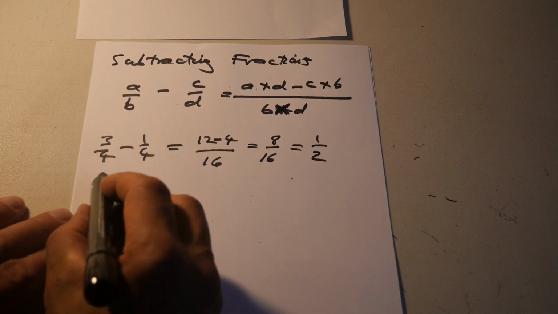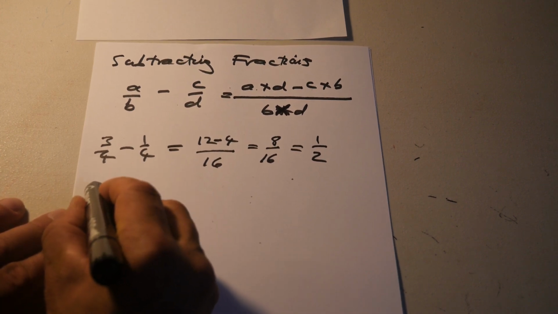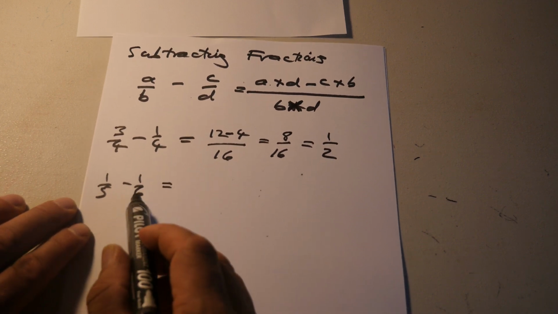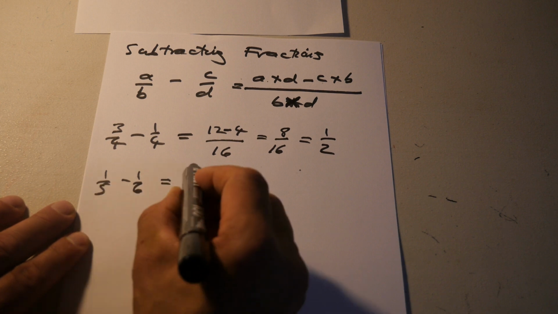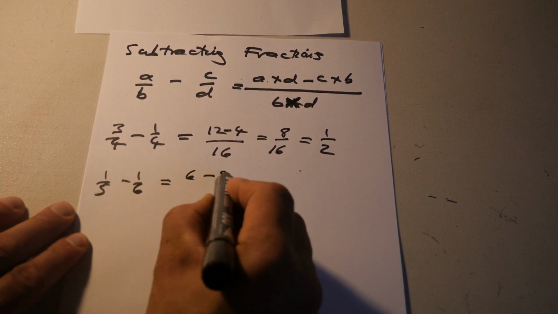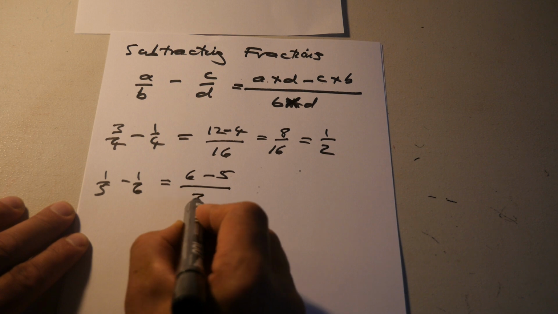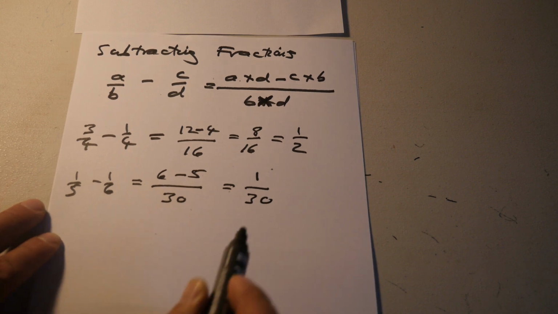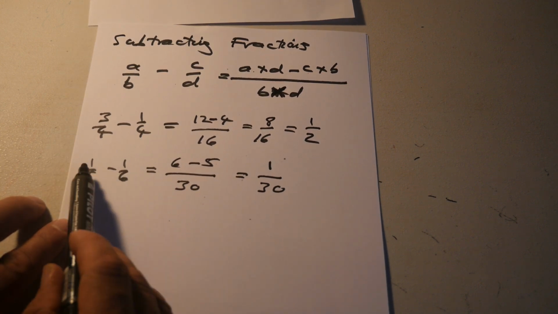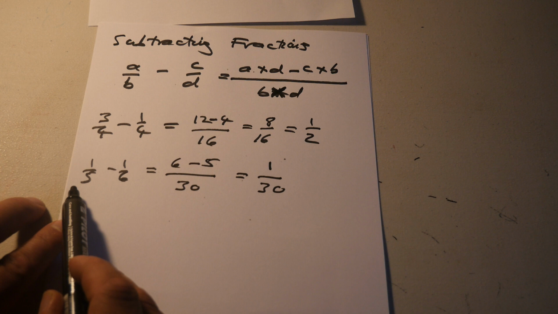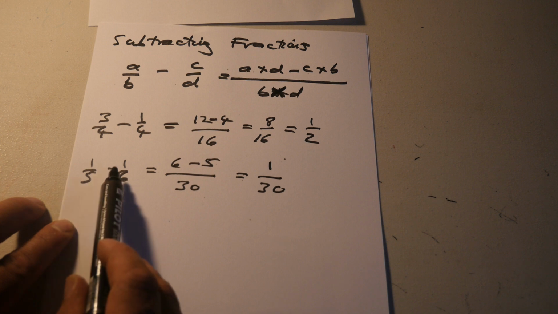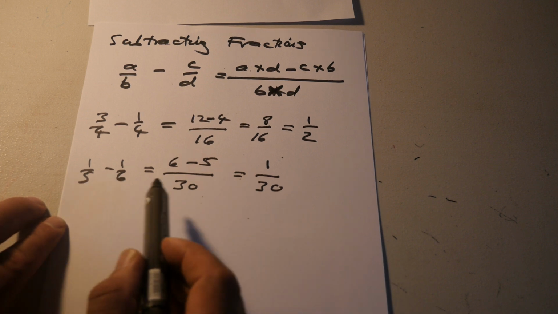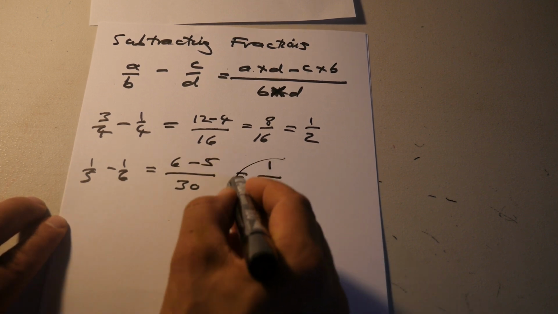If you have 1/5 minus 1/6, that equals something that's smaller than 1/5. So 1 times 6 is 6, minus 5 times 1 is 5, divided by 5 times 6 is 30. 6 minus 5 is 1 over 30. Okay? So 1/5 minus 1/6 is 1/30, okay?